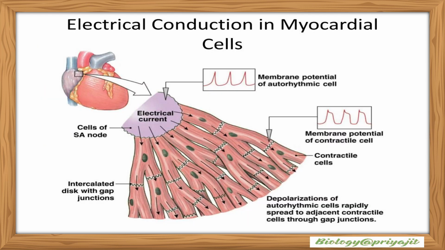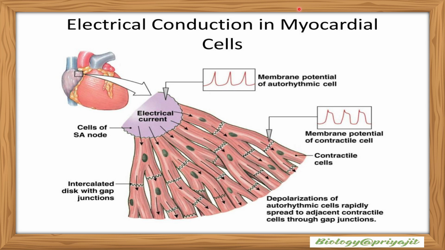This image shows how electrical impulses travel in the heart muscle or myocardial cells to make the heart beat. The SA node or sinoatrial node is shown as the starting point. It produces electrical impulses like the natural pacemaker of the heart. These impulses spread to nearby muscle cells through gap junctions in the intercalated disc.